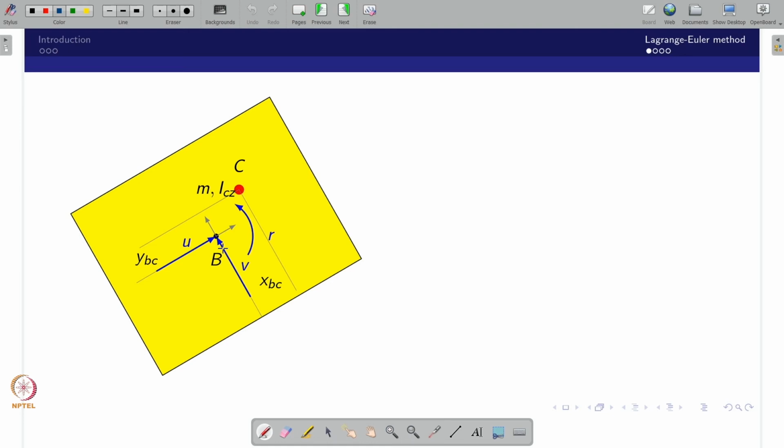So the body frame would have linear velocities u, v, and r. This is what we have seen in the kinematic aspect. In addition to that, we have brought in the displacement, or the distance between B and C: x_BC in the x axis and y_BC in the y axis.